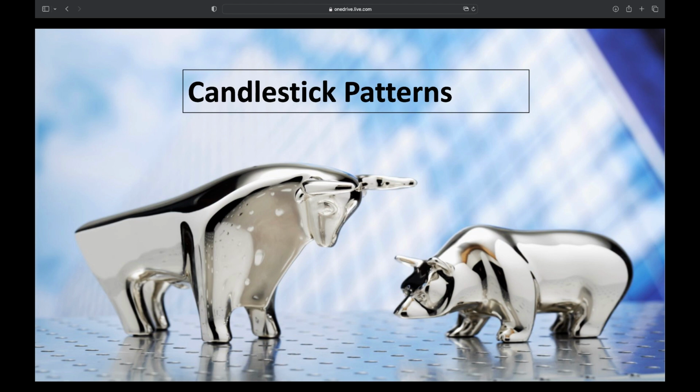Candlestick patterns. Candlestick patterns are patterns on the chart that give you signs and signals that the market is about to go up or down. What you have to do is do your proper analysis and pick high quality trades. And candlesticks are separated in two parts. We have a bullish pattern and a bearish pattern. The bullish stands for the bulls, the market is going up. Bearish stands for the bears, when the market is going down.